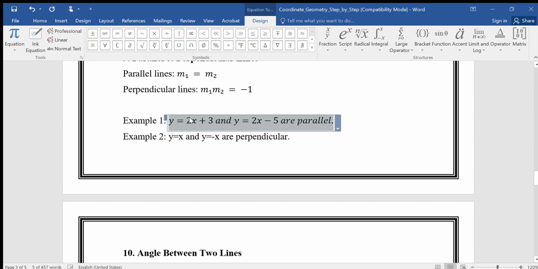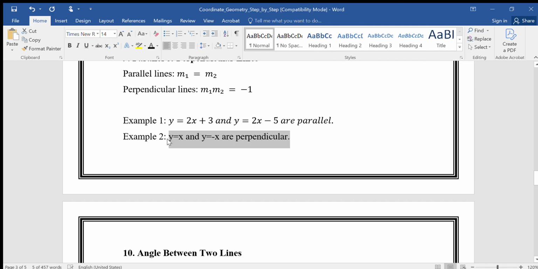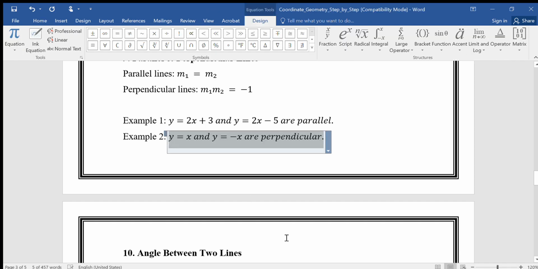y is equal to mx plus c. Here m is equal to 2, with different y-intercepts 3 and minus 5. Now y is equal to x and y is equal to minus x. In one case m is equal to 1 and in the other m is equal to minus 1. The product of the two slopes is equal to minus 1, so these lines are perpendicular. Angle between two lines.